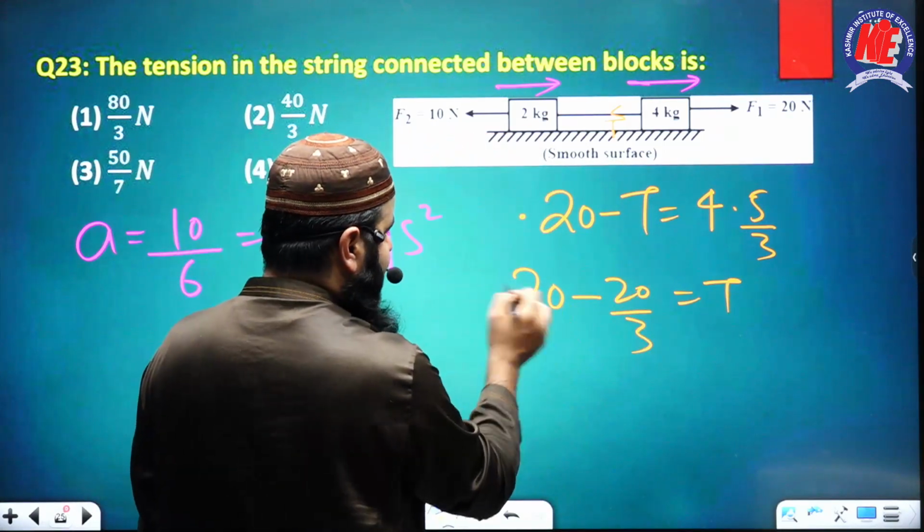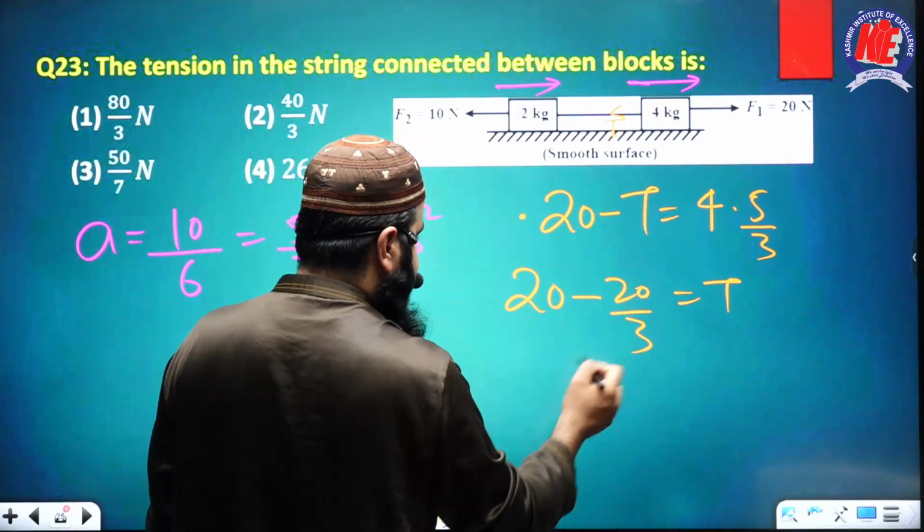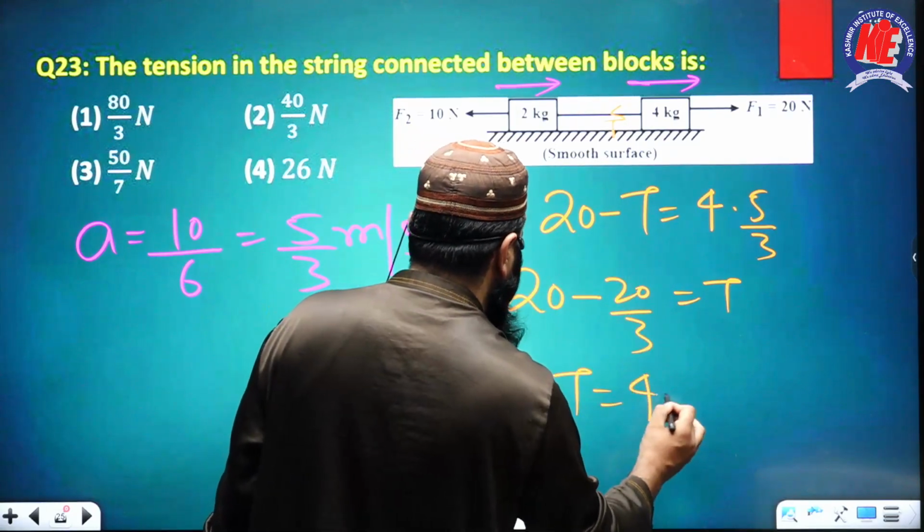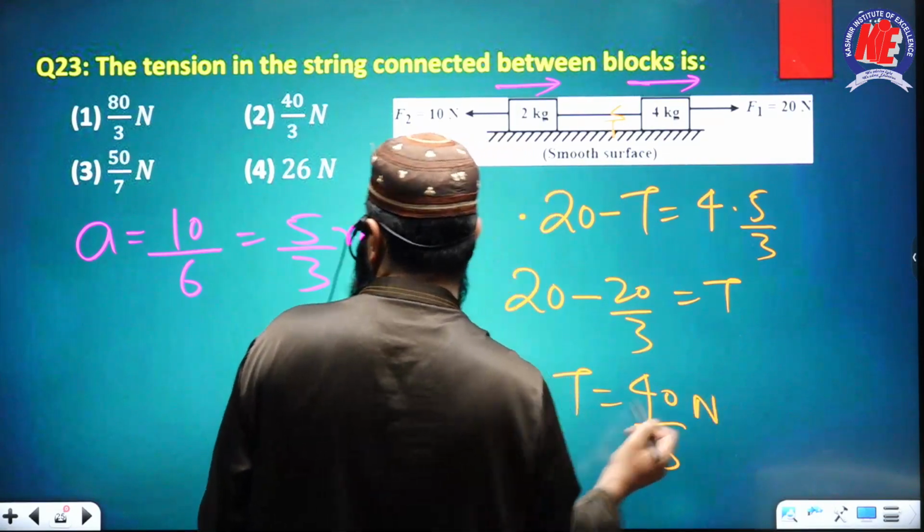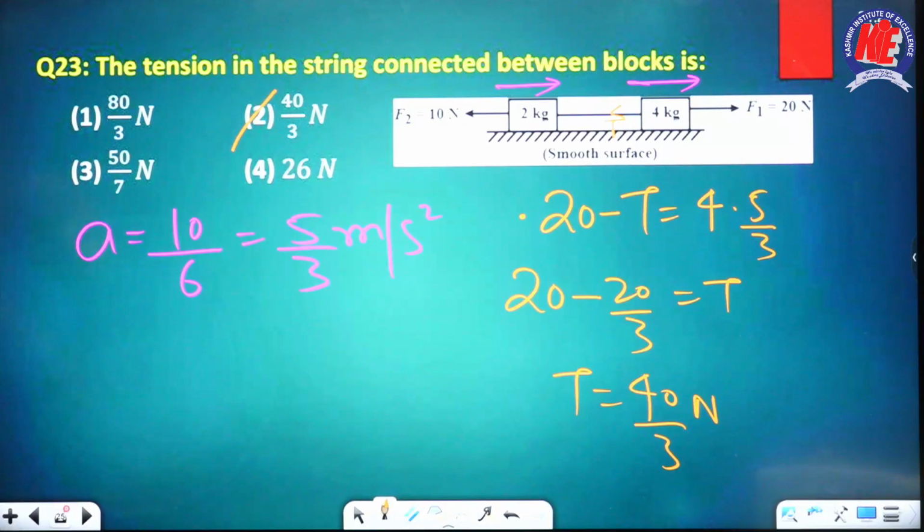3 into 20 is 60, 60 minus 20 is 40, 40 upon 3. So T will be 40 upon 3 newtons. Check the option please. The second option is the right one.